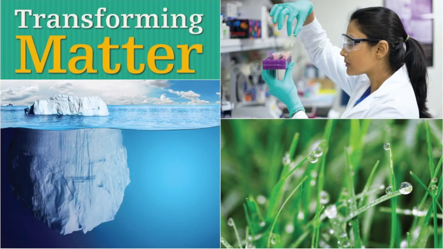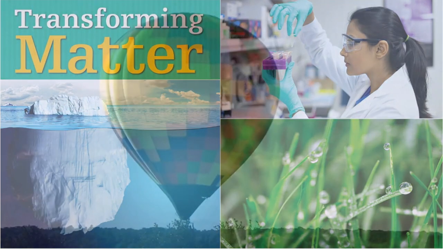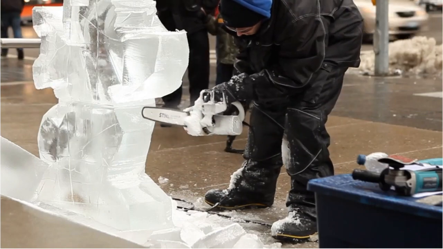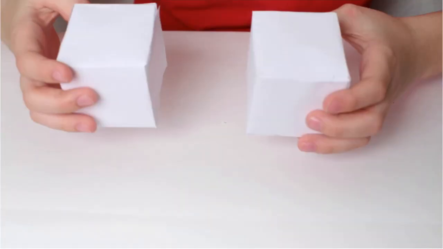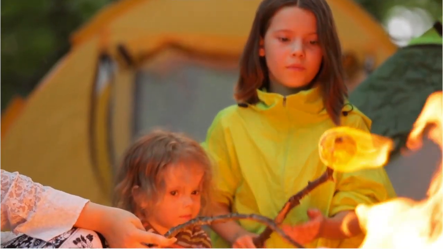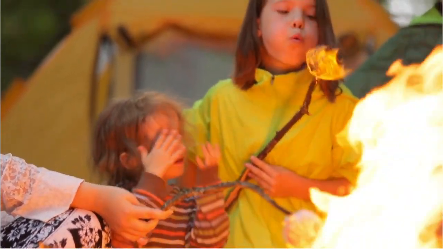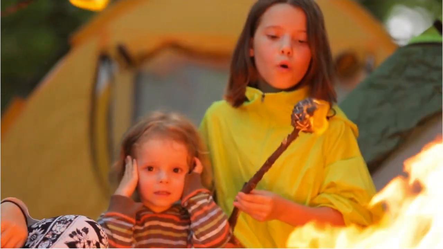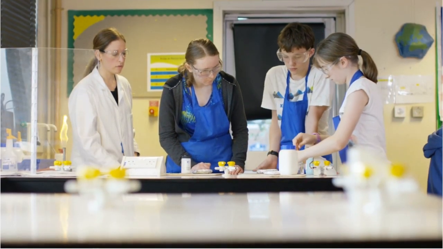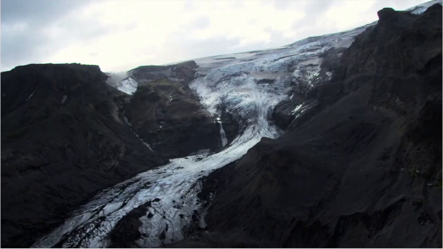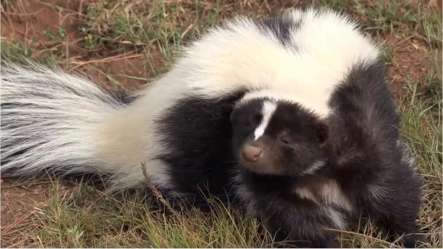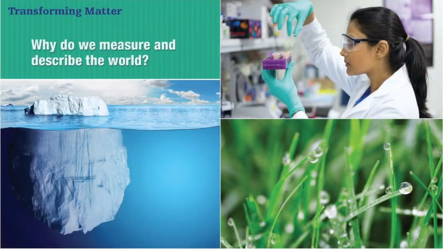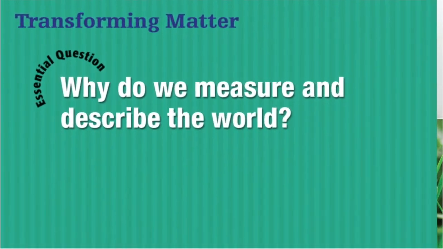Transforming matter. We can change matter in many ways. Some changes are reversible. They can be undone. Some changes are irreversible. They cannot be undone. Matter can be measured and described by its properties, such as size, texture, and smell. Why do we measure and describe the world?